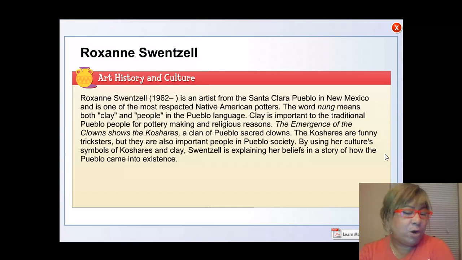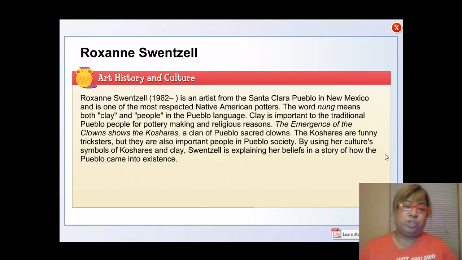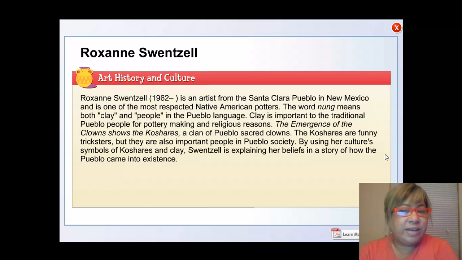They didn't have Walmart and places like that to go to back then. So they would create pottery to hold things to cook in, to store their foods, and they also decorated them and made them for religious reasons. Okay, the name of the artwork is called Emergence of Clowns. The clan of Pueblo, they have sacred clowns. The Koshers are funny tricksters, but they're also important people in the Pueblo society.